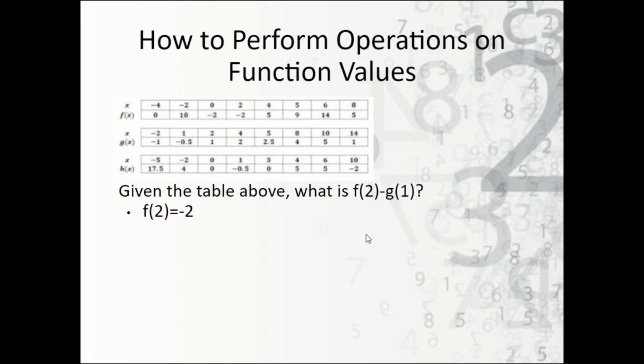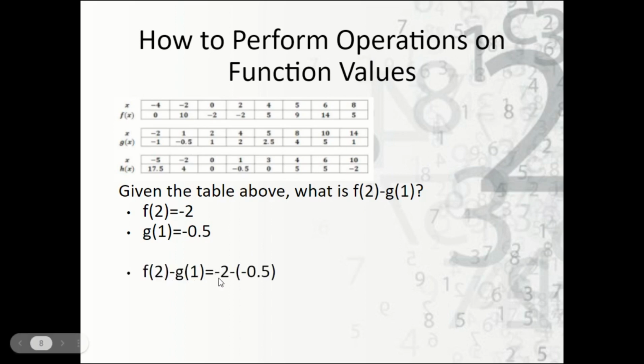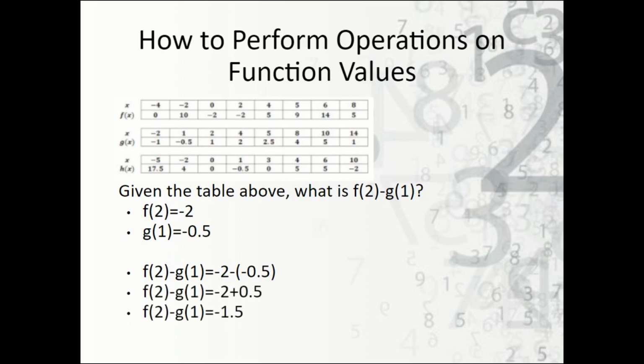And then we look at g. So g of 1, which is here, when g is 1, the g of x is negative 1/2. So we take those two values, and then we're just going to subtract them, just like it says. So f of 2 minus g of 1 is the same thing as negative 2 minus negative 0.5, which is really plus positive 0.5. And we get negative 1.5 as our solution.